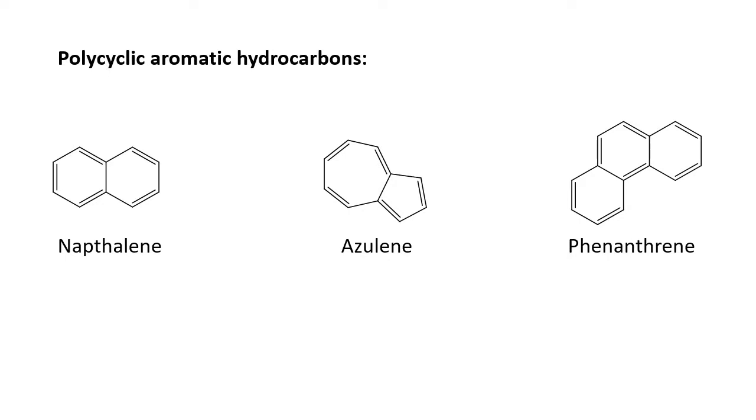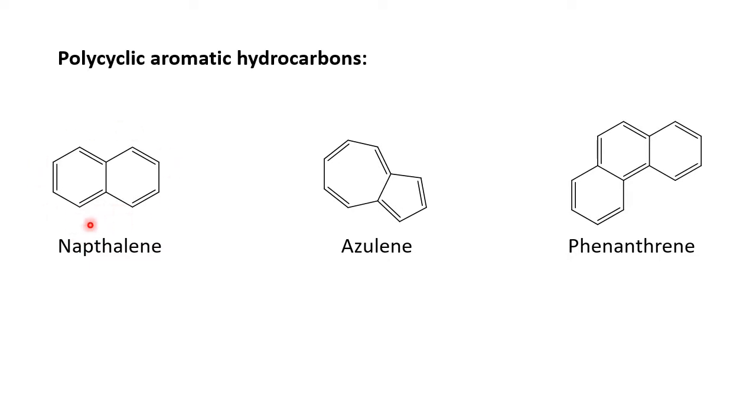We can also have aromatic compounds that are polycyclic, meaning multiple rings are fused together. These are just some examples of aromatic polycyclic hydrocarbons. You'll notice that all of the atoms in these conjugated systems are sp2 hybridized. These polycyclics are also all completely planar, and you'll notice that they all follow Huckel's rule in terms of the number of pi electrons.